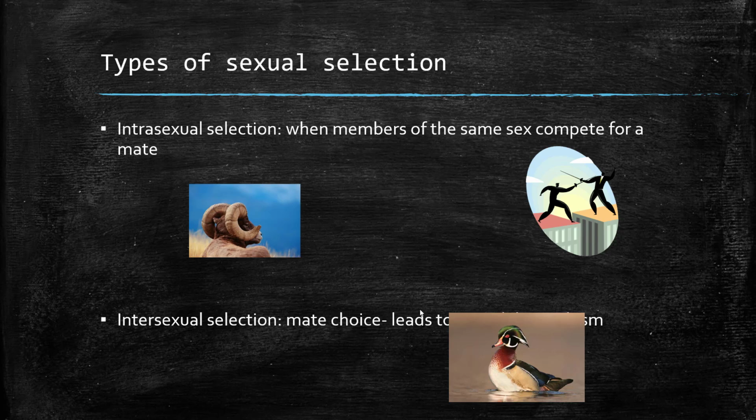And then intersexual selection. Sorry, the duck is covering it up here, but that's when a mate chooses who they will mate with. Usually the female chooses which male she wishes to mate with. And so you can identify those kinds of organisms because they've evolved brightly colored feathers or impressive dances or whatever to show how fit they are.